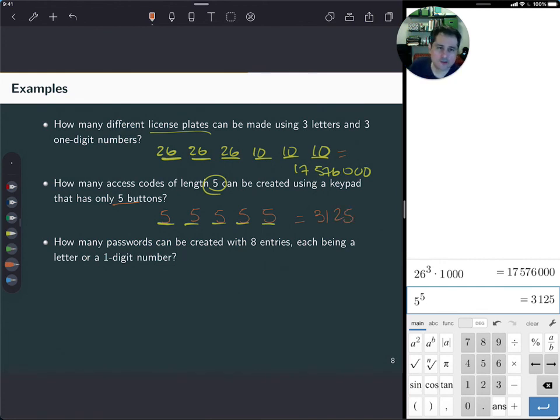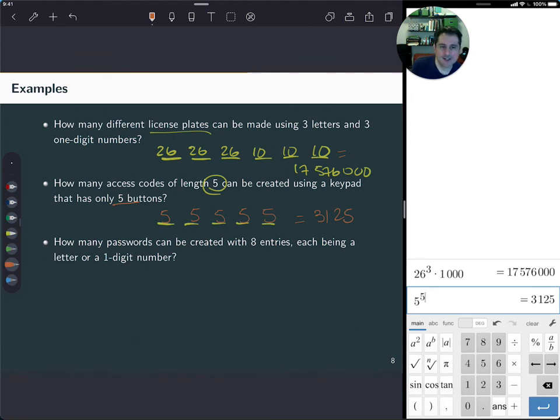Okay, now the last question says, how many passwords can be created with 8 entries, each being a letter or a 1-digit number? So now we want to create a password. When they tell you to update your password, why do you need to worry about it? What's the order of magnitude of the number of possible passwords? So again, I'm not differentiating between uppercase or lowercase, so they just use uppercase.